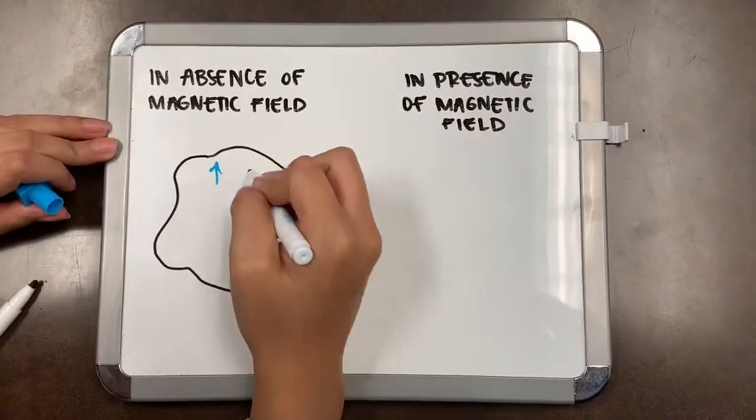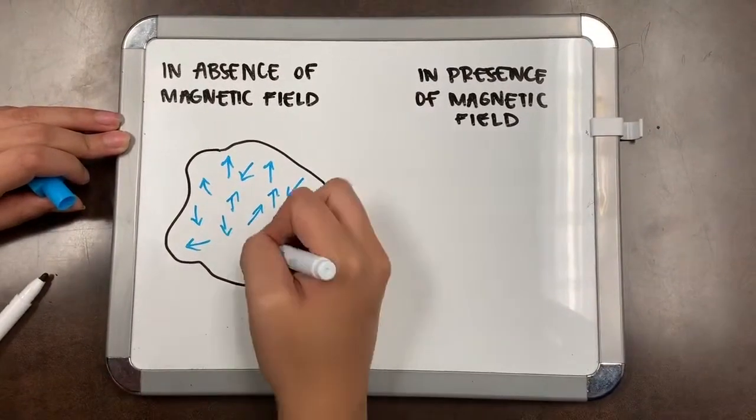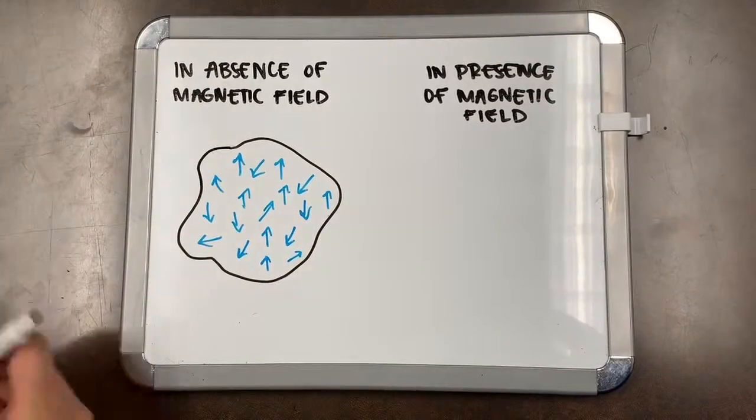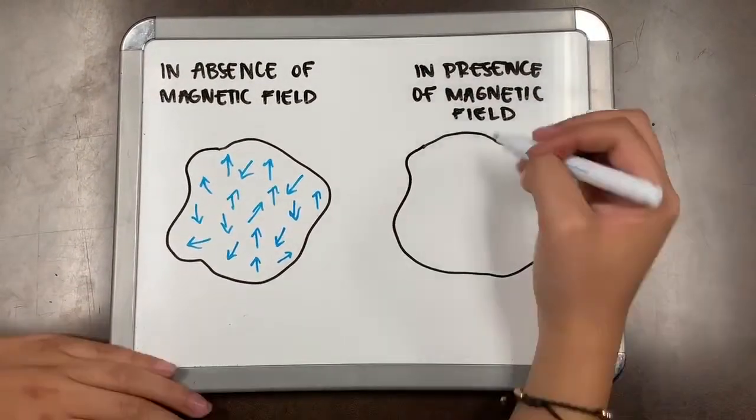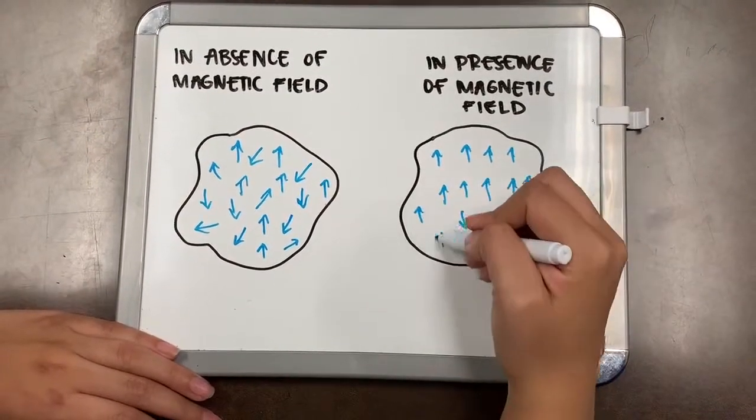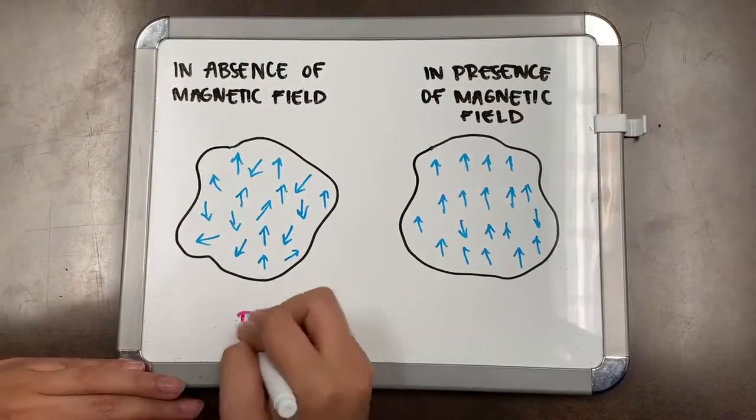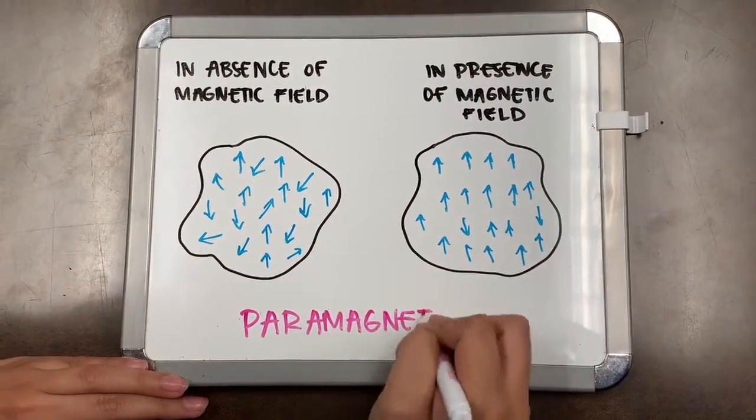With the figure on the left, we are able to see how the magnetic dipoles are randomly oriented and there is no net magnetic dipole moment associated with the material. This is the picture in the absence of a magnetic field. However, with the figure on the right, we are able to see a collection of magnetic dipoles completely aligned with the field, and this is the picture in the presence of a magnetic field.